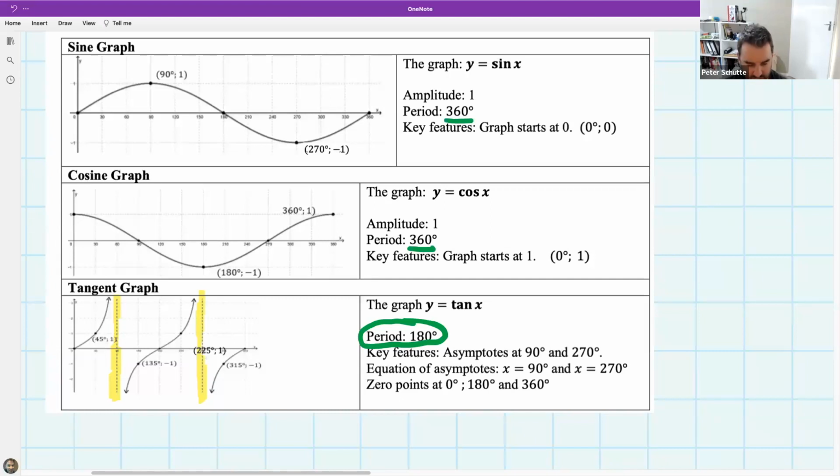What that means visually is that for a whole cycle of the tan graph to happen, it only takes 180 degrees. Between the two asymptotes is 180, one full cycle of the tan graph. Whereas if you look at the cos graph, a full cycle of the cos graph fits into 360. So those are the important differences, and tan definitely has its own little world going on.